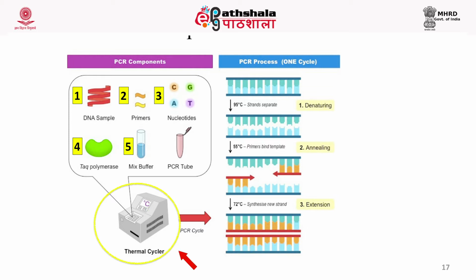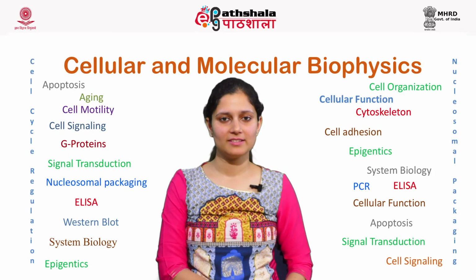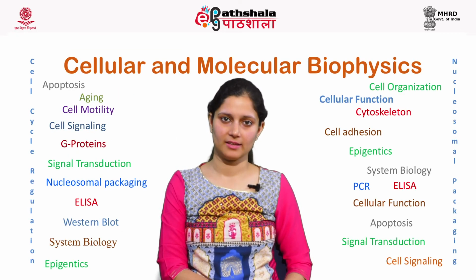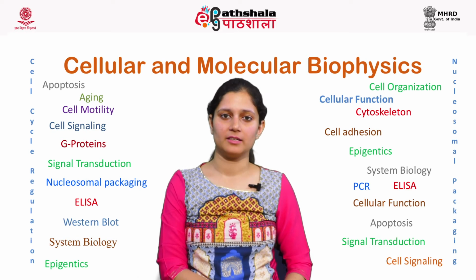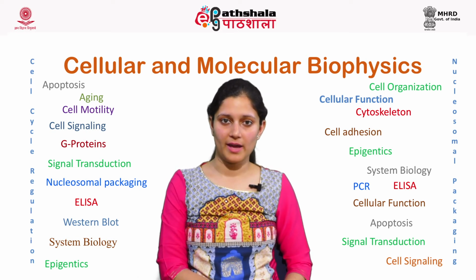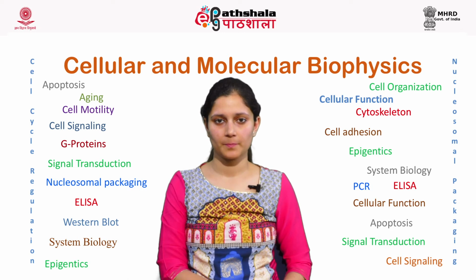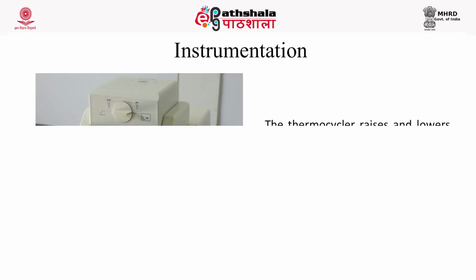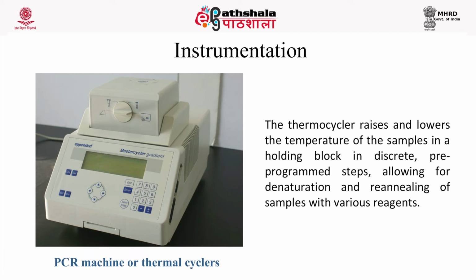Now let us see what is this thermal cycler. A thermal cycler is the basic instrumentation required for PCR reactions. The thermal cycler is also known as PCR machine. This thermal cycler raises and lowers the temperature of the samples in the holding block in discrete pre-programmed steps, allowing for denaturation and re-annealing of samples with various reagents.